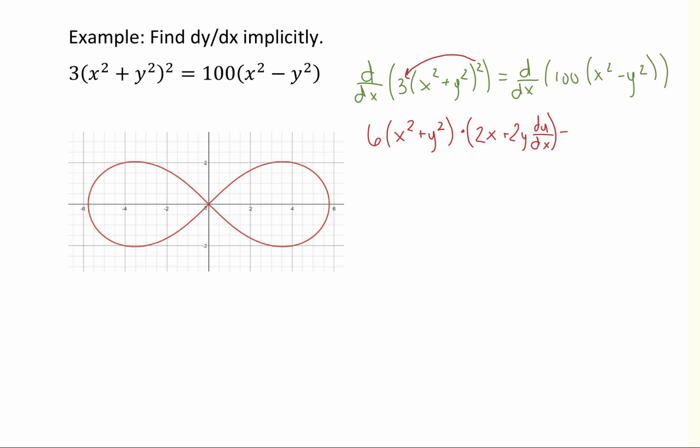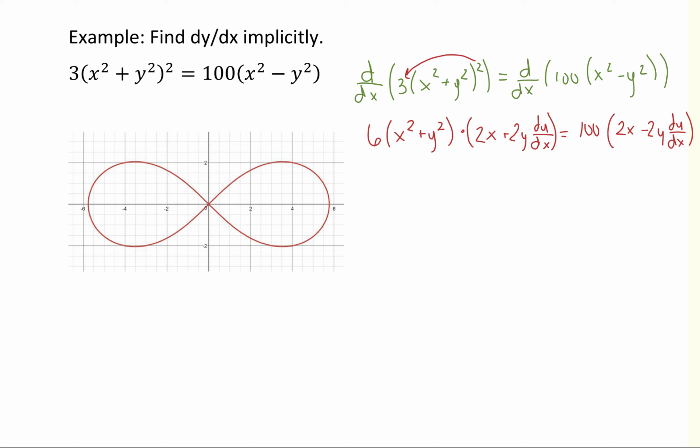And this will equal the derivative of the other side. So on the other side, we could just bring the 100 out. So it's going to be 100 times (2x minus 2y dy dx). Remember, every time we take the derivative of y, we have to include a chain rule here.